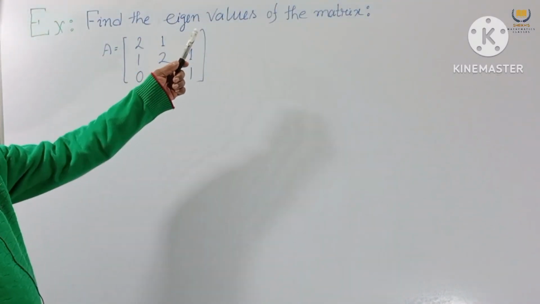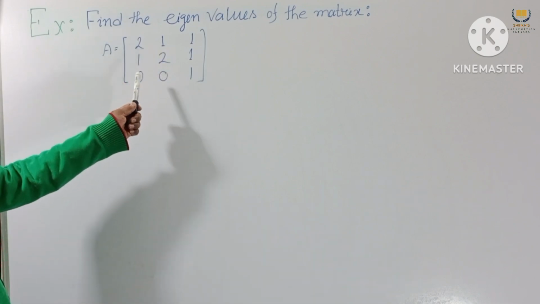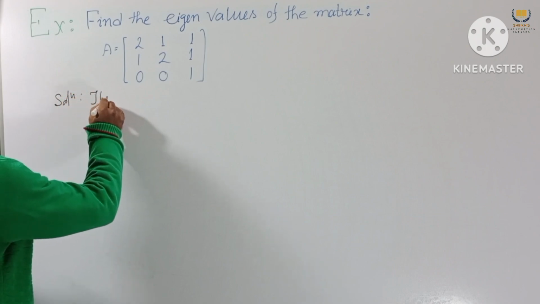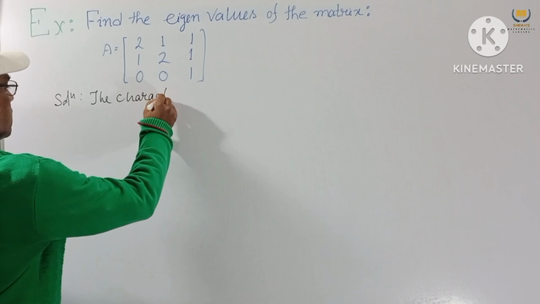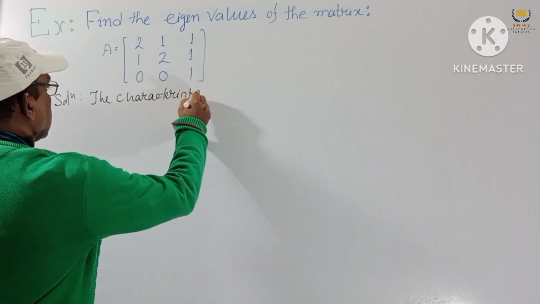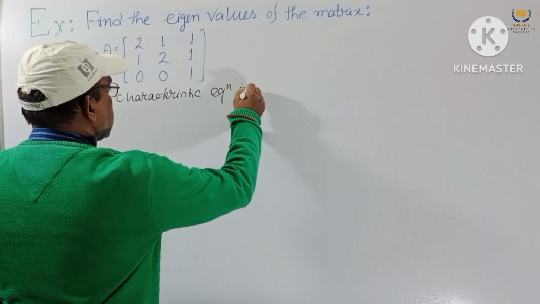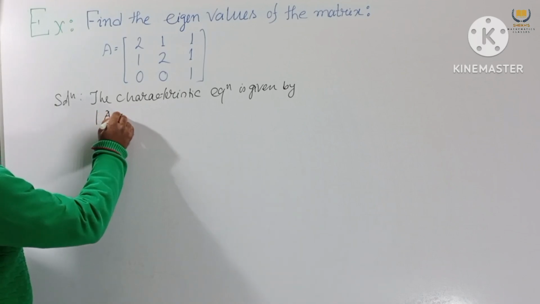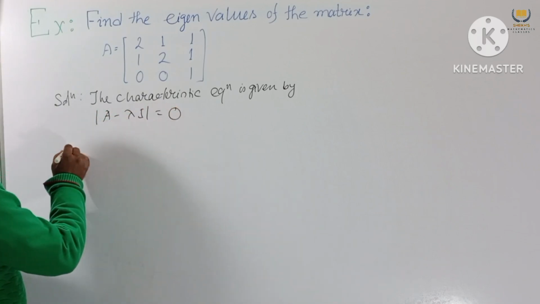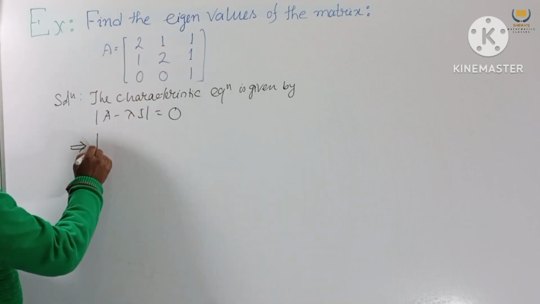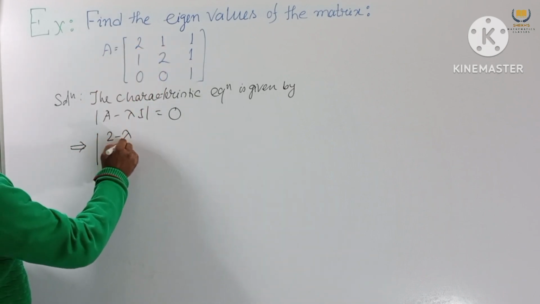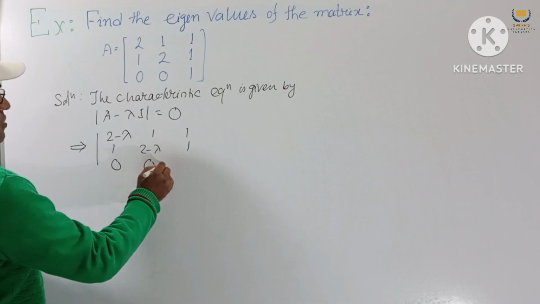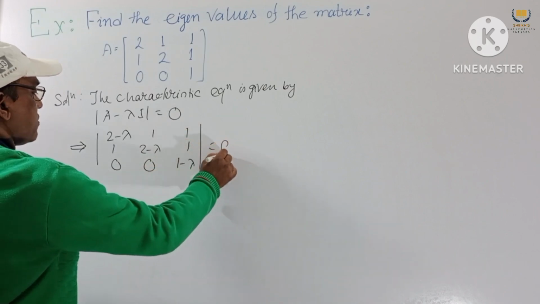Another problem. Find the eigenvalues of the matrix [2, 1, 1; 1, 2, 1; 0, 0, 1]. Now the solution. The characteristic equation is given by determinant of A minus lambda I equal to 0. A minus lambda I means you subtract lambda from the diagonals: |2-λ, 1, 1; 1, 2-λ, 1; 0, 0, 1-λ| equal to 0.